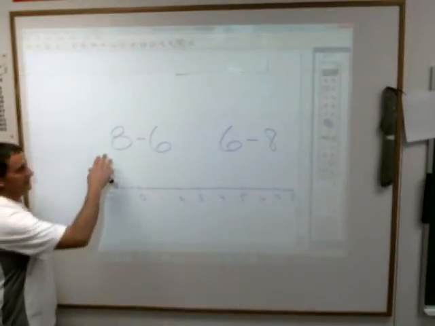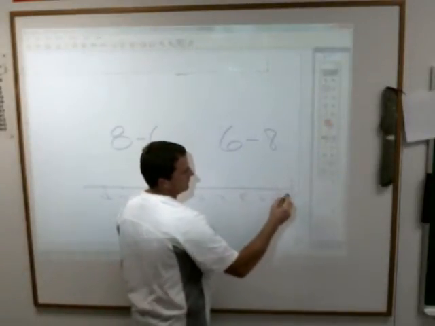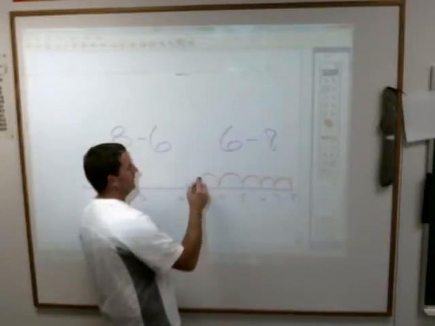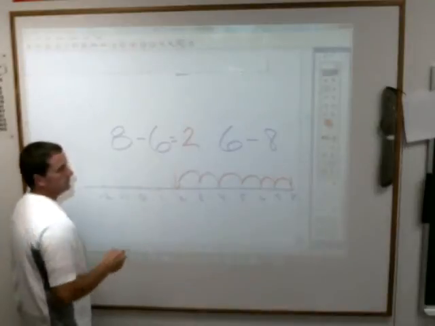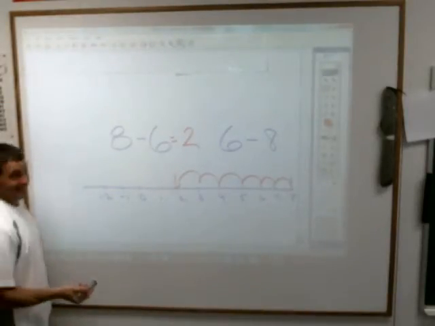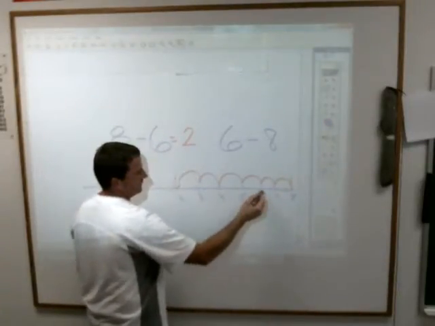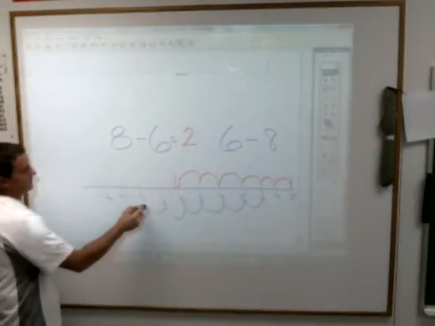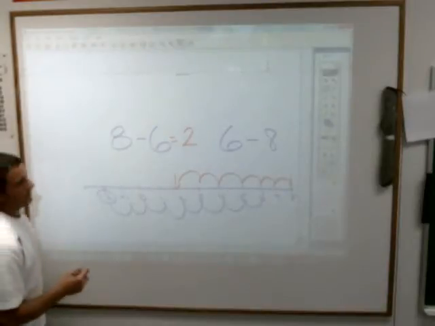For example, 8 minus 6. If you start at 8 and go back 6 places, 1, 2, 3, 4, 5, 6, that's where we end up with the number 2. Well, where do I end up if I take 6 minus 8? If I start here at 6 and come back 8 places, 1, 2, 3, 4, 5, 6, 7, 8, you end up with a -2.